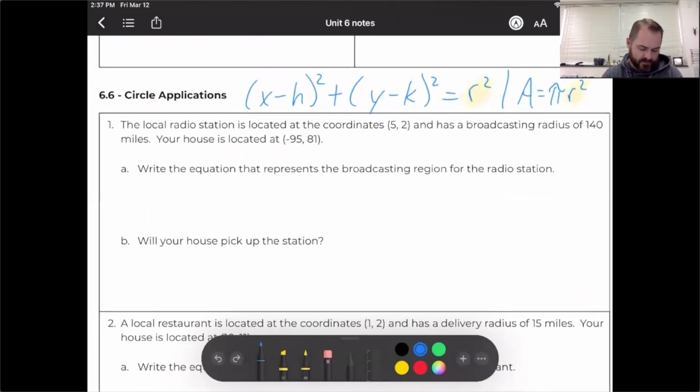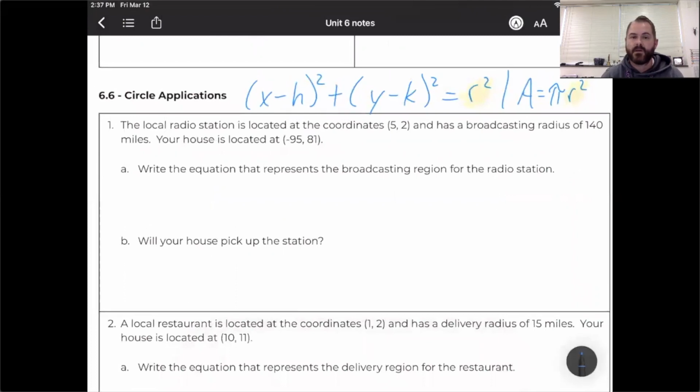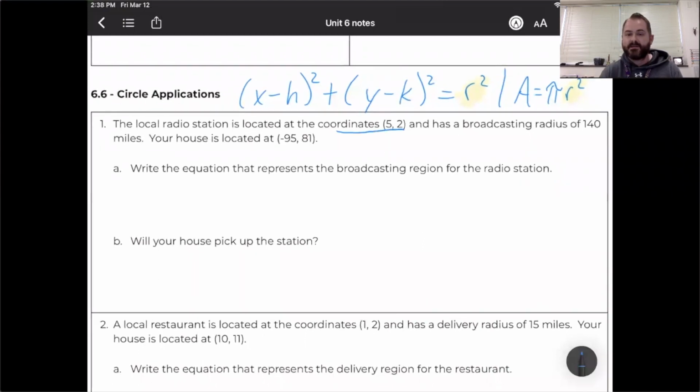As we look at our first example, this is the first kind of problem you're going to be faced with. We've got a local radio station located at the coordinates (5, 2), and it has a broadcasting radius of 140 miles. We don't have to put that on a graph; that would be a really big graph. But these are the coordinates of where the radio station is on some imaginary coordinate plane, and it will reach a radius of 140 miles in any direction. That creates a circle where this is the center and this is your radius. It also tells you that your house is located at this point. This is an x, y that we plug in later on to an equation, but we're not there yet.